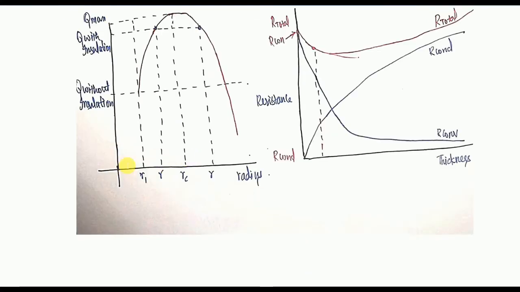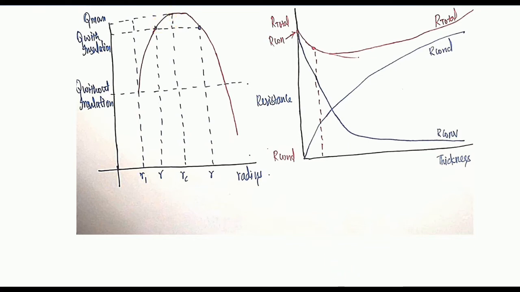So here the electric wire comes into the picture, and you should be very careful, because our understanding is that when we insulate anything, the heat loss will decrease. But in the case of an electric wire, what happens? The heat loss first increases and then reaches the maximum. So be careful with electric wires.